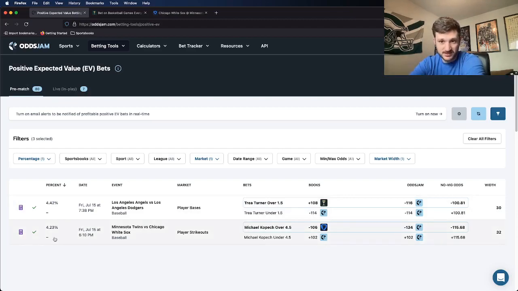The percent, this is like your expected profit margin percent. So for this $100 bet, I could expect to make like $4.23. Now, I know $4.23 doesn't sound like a lot at first glance. Like, congrats, you're making less than $5. But a couple things to keep in mind.